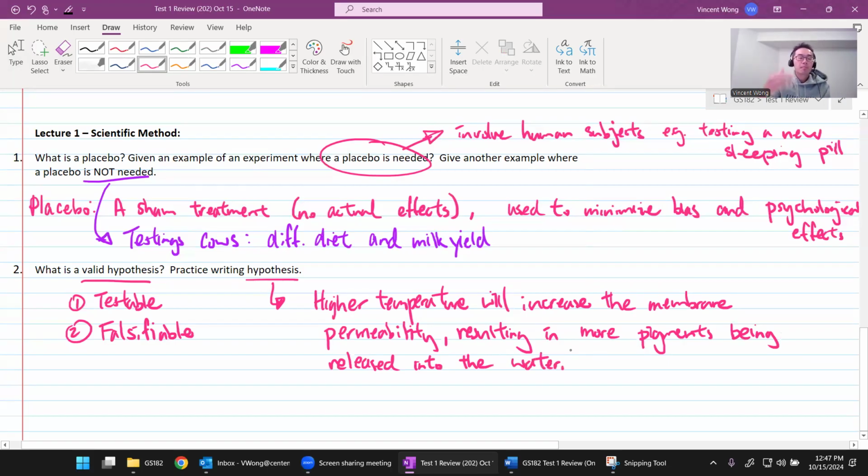Okay. Many people say higher temperature will affect membrane permeability, but without saying how. Is it going to increase it? Is it going to decrease it? You don't have to explain why it is affecting the membrane permeability, not in the hypothesis anyways, but you have to state the relationship, right? Is it going to make it more permeable, less permeable? And then we attach a little bit of a prediction with our hypothesis here. Okay, so that's that.